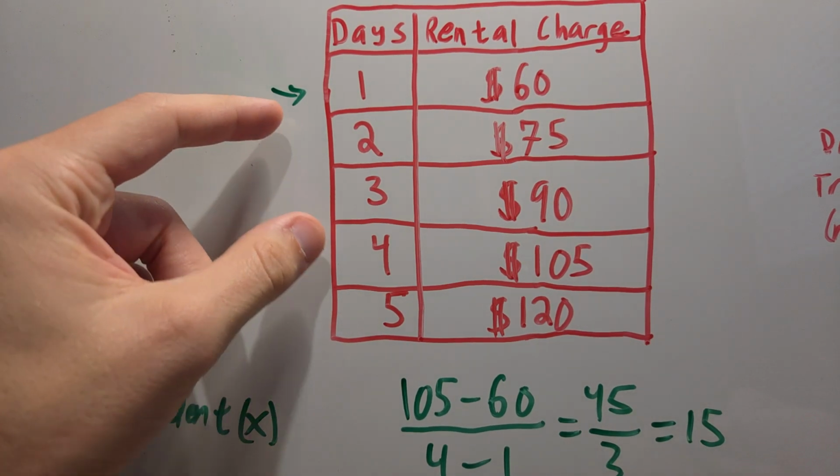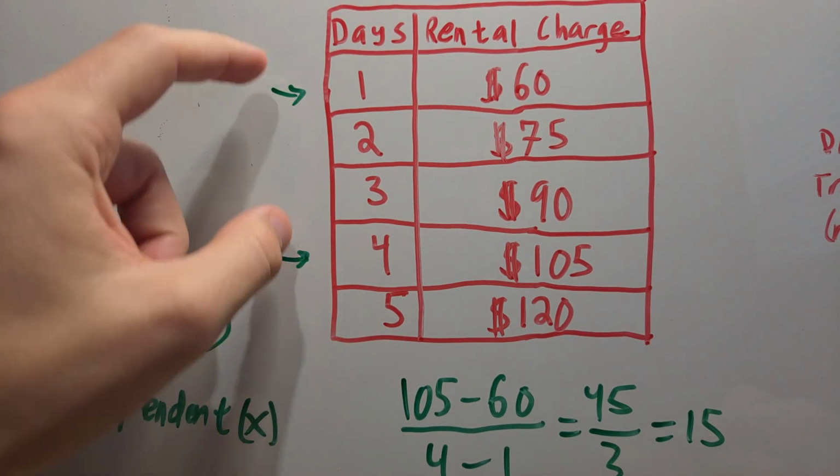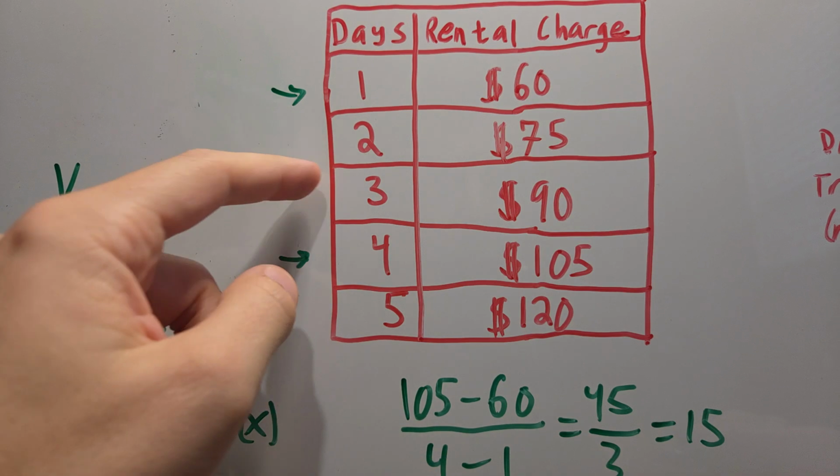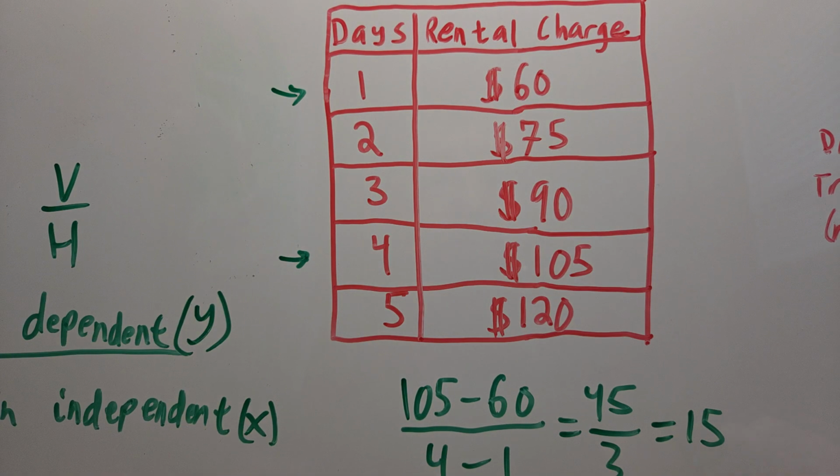Had I chosen any two other random numbers here, I still would have gotten 15. So if I chose day 5 and day 3, I would have gotten the same thing. I would have gotten 15 as an answer. There's a special name for this, but we'll talk about that in another video.